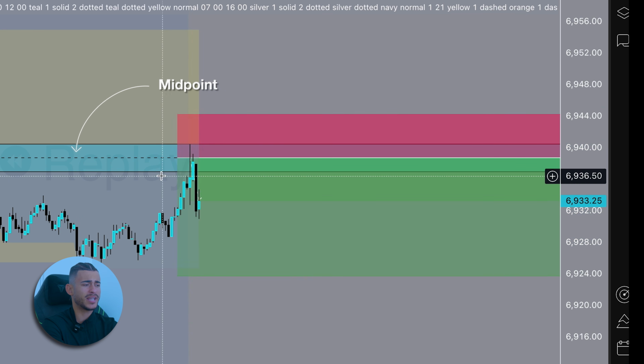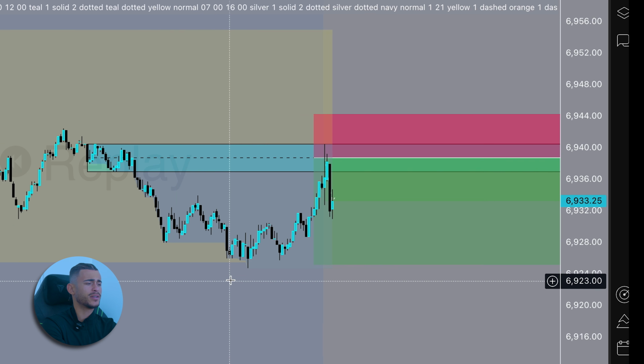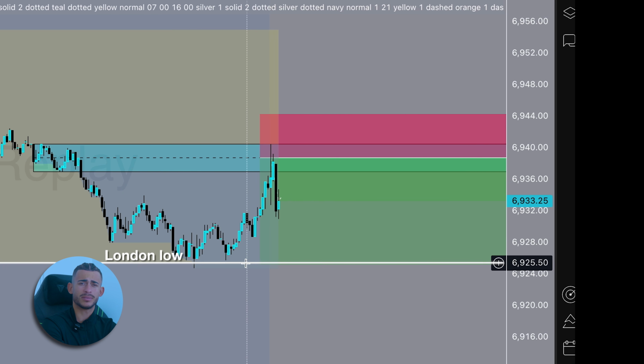Boom, right guys? So we just tapped the midpoint. So we're going to go ahead and target this London low. I'm expecting price to bounce right when it hits this London low. So I want to get out of my shorts at this zone.